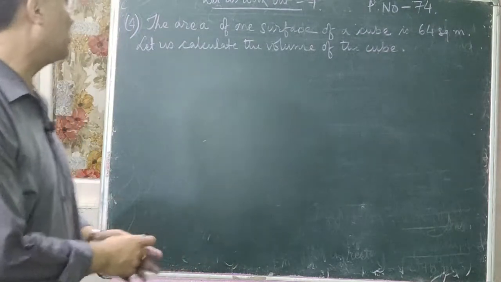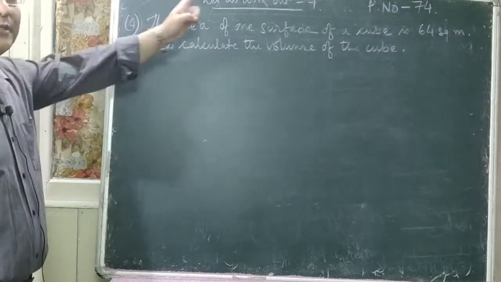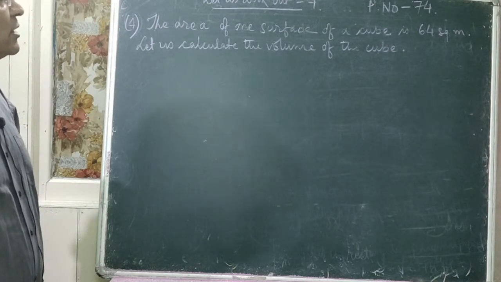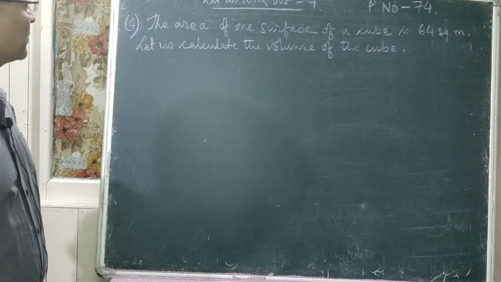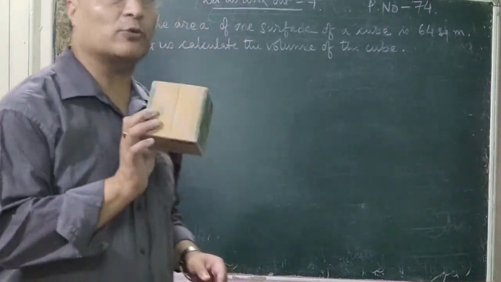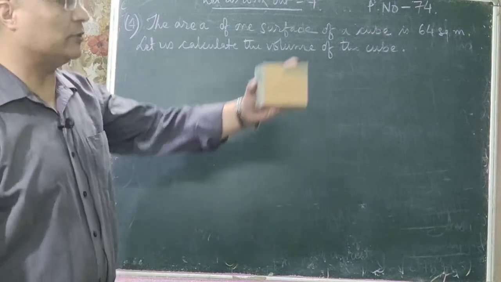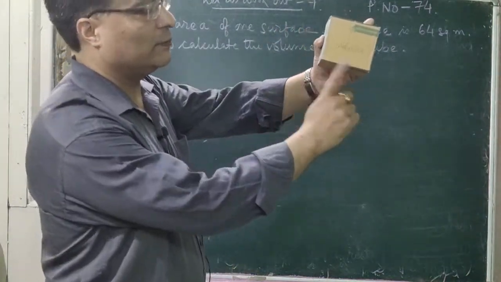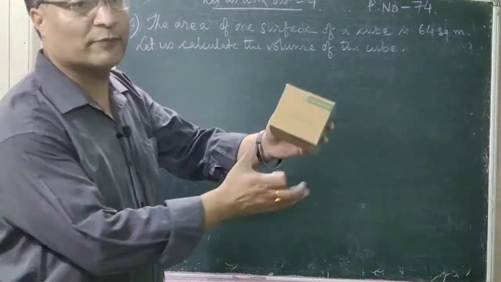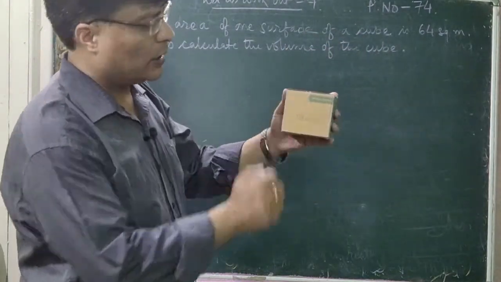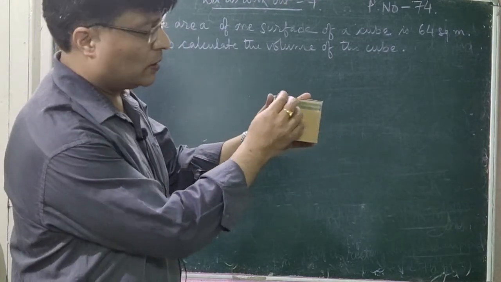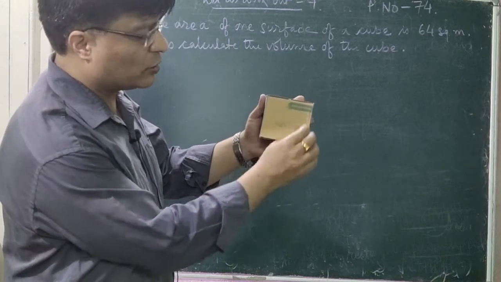So now we'll do the next question, that is question number 4 of the same exercise. The area of one surface of a cube is 64 square meter. Let us calculate the volume of the cube. Now this is a question on cube. Cube means length, breadth and height are all equal. The area of one surface of a cube, let us take one surface. One surface means any one surface. The area of one surface of a cube, what will it be?